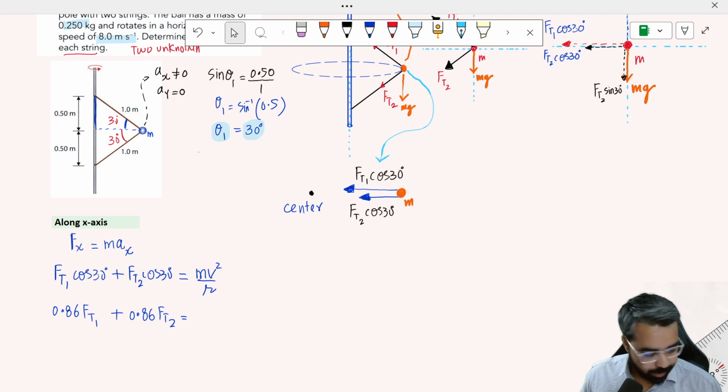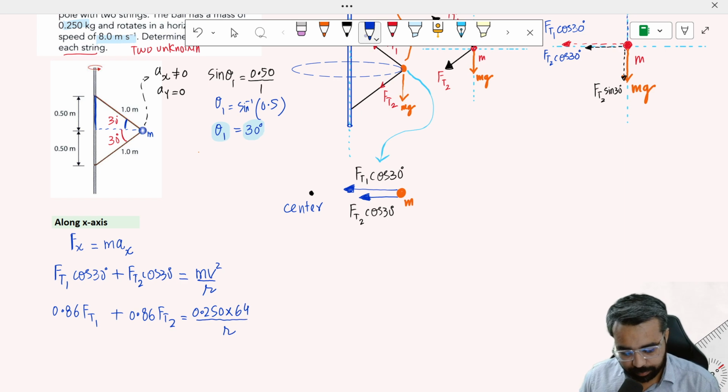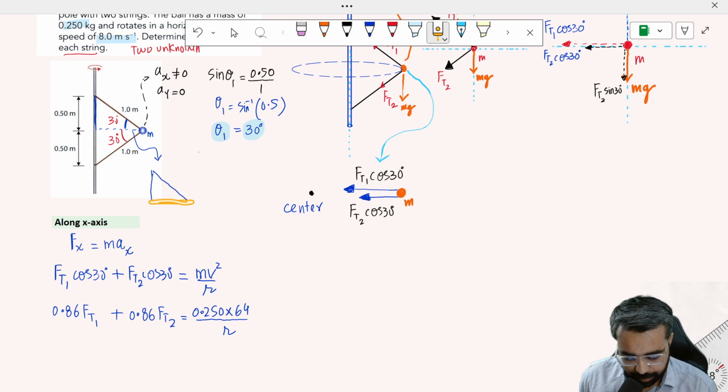Cos 30 is 0.86, and we multiply by 0.250 times the speed, which is 8, so 8 squared is 64, divided by the radius, which is unknown. Let's quickly find the radius. Do you see this triangle? I'll draw this again. In this triangle, this is the radius of our horizontal circle, and luckily we already know the values of the two sides.